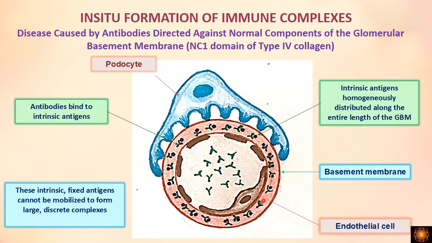discrete deposits here. Now these intrinsic fixed antigens cannot be mobilized to form the discrete complexes. Instead, we see the diffuse deposition of the antibodies. So we have antigen-antibody complexes which are uniformly distributed in a diffuse manner along the basement membrane.